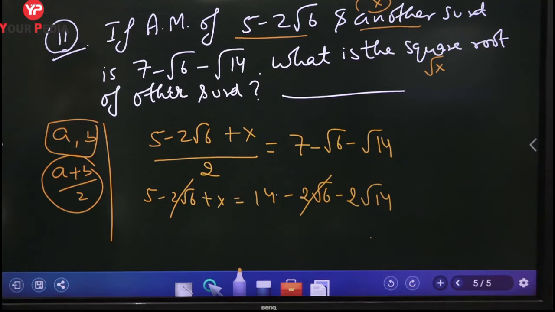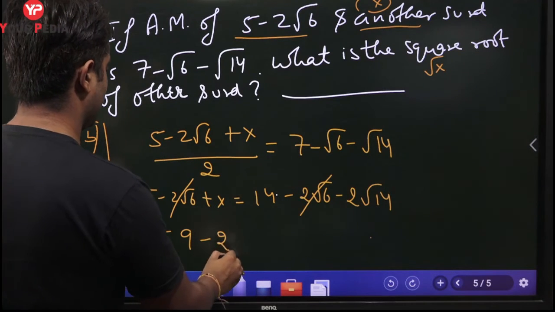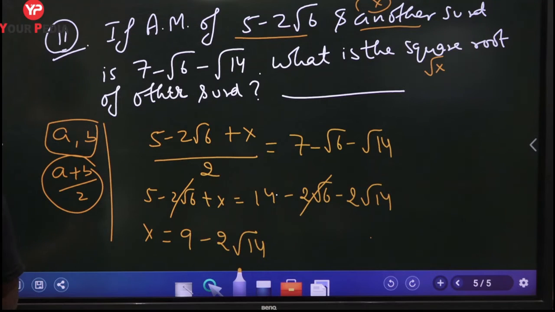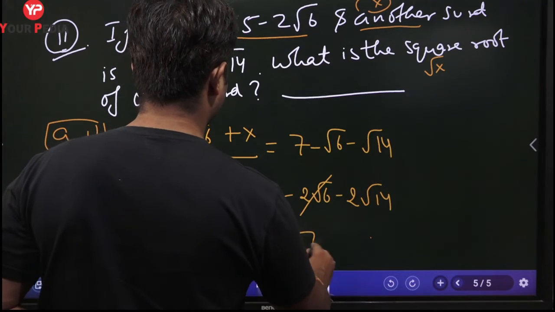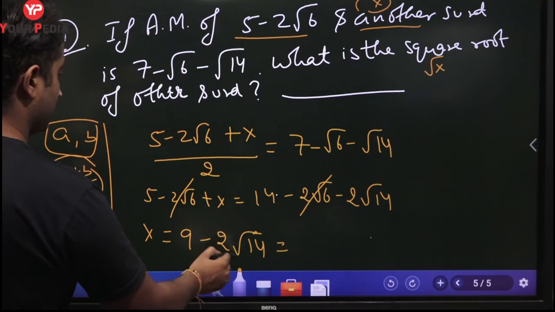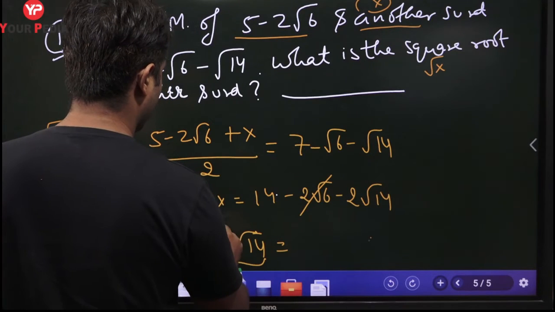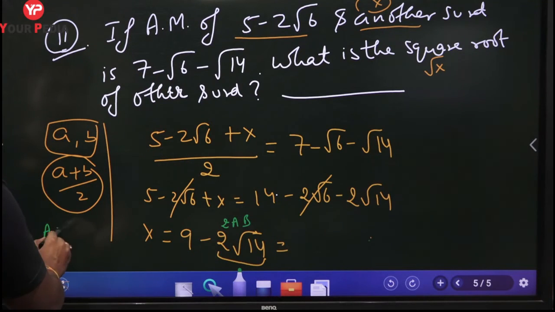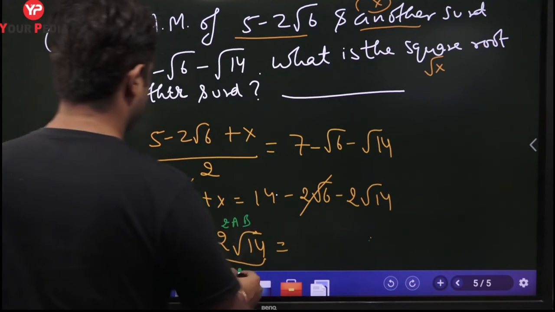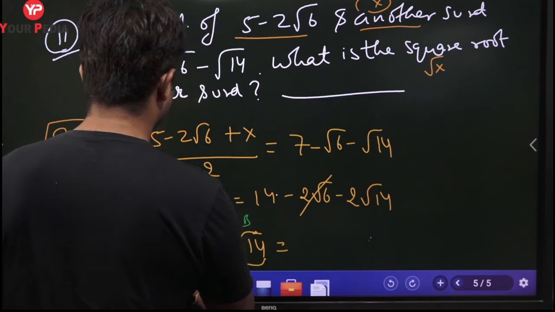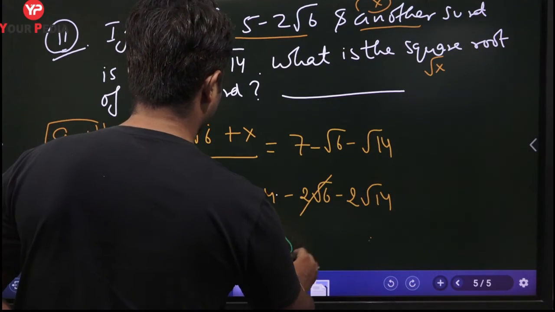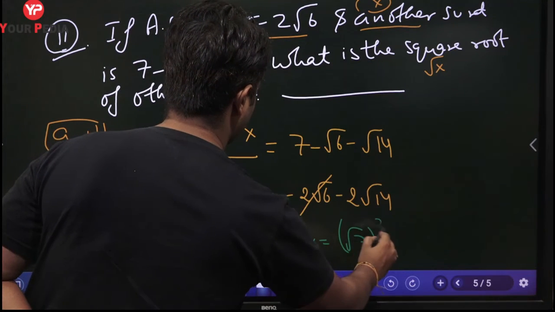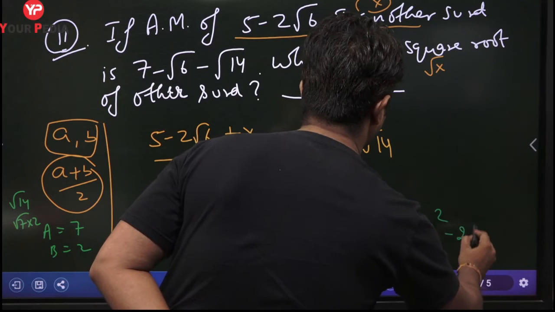2 root 6 will get cancelled out. So X is equal to 9 minus 2 root 14. Just make it of the form 2ab. So a is 7, and root 14 will be root 7 into 2, so a is 7, b is 2. Further, 9 can be broken like 7 plus 2. So X would be root 7 square plus root 2 square minus 2 root 14.